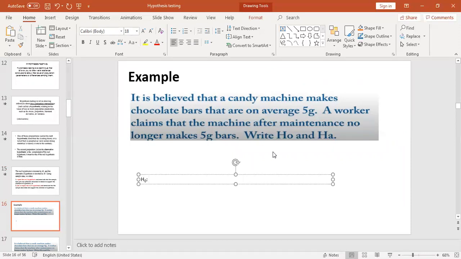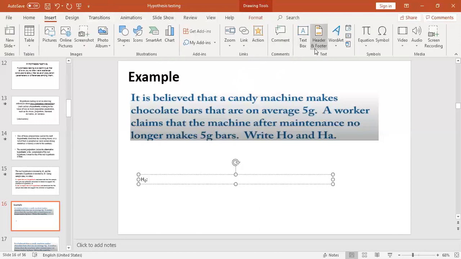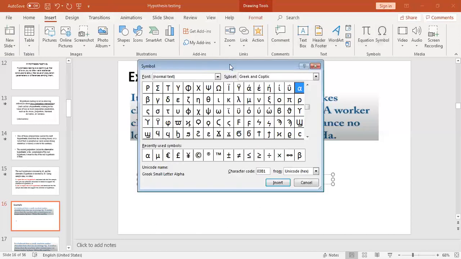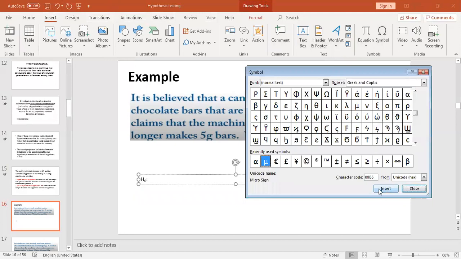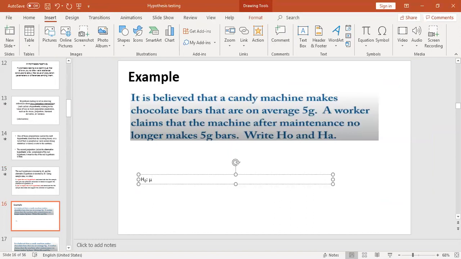If it is average, average means mean. So here in the hypothesis statement, we are referring to the population mean. We know in statistics that the notation for the population mean is mu. So let me add it in symbols. We have the population mean, mu. So the belief until now is that mu is 5 grams.